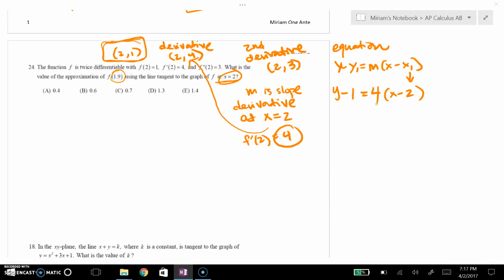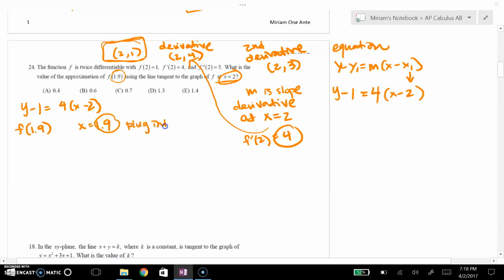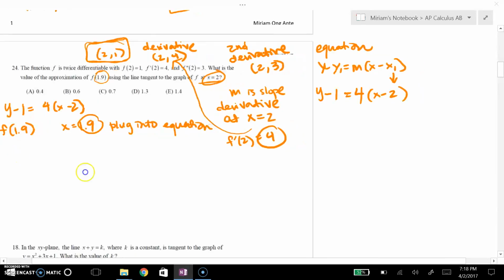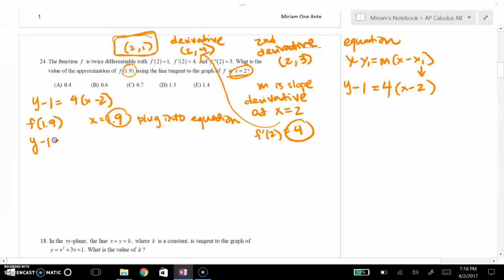Perfect. Now you have to start looking at what the question is asking. So I'm going to rewrite the equation over here. And it says, well, what's f of 1.9? All this means is that x is 1.9, and I'm going to plug this into the equation. Let's go ahead and do that. Sweet.